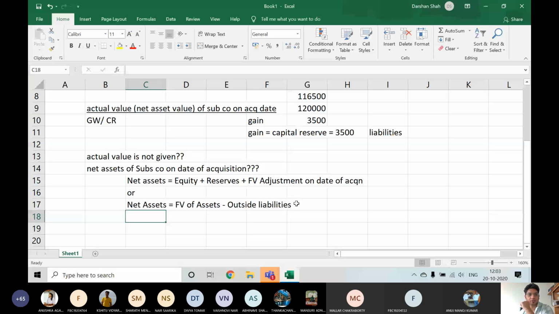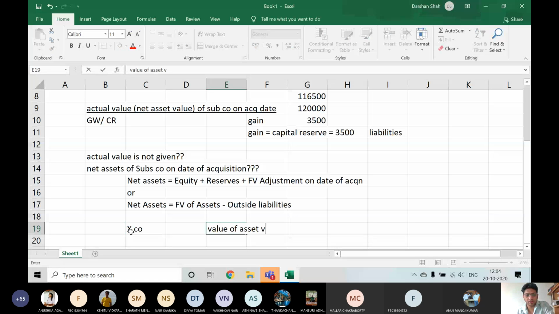I'll take one example. You need to be very clear with the logic. Let us say I am going to purchase X company, जिसका value of assets before depreciation है 100,000. Depreciation है उसका 10,000.